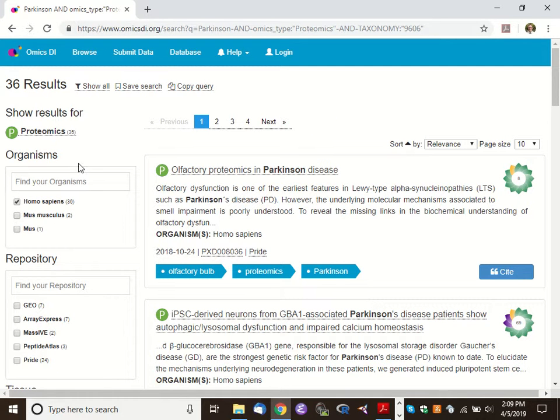So if I click this, I see that once again my search space has dropped to about half. I had 77 data sets to work with. Now, by specifying on top of proteomics that we want only human proteomes, we're now down to just 36 data sets.